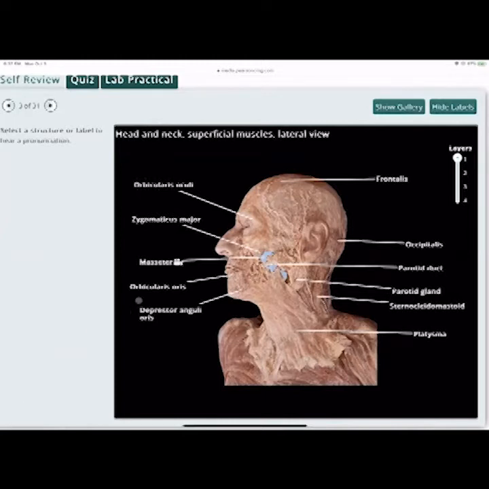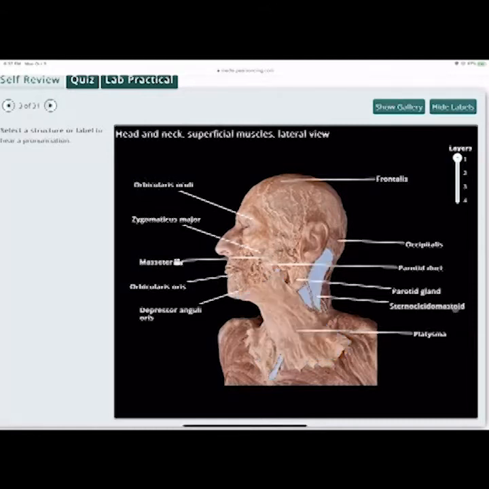And orbicularis oris, the circular muscle around the mouth. Depressor anguli oris, okay, depresses the mouth at an angle. The platysma is that huge neck muscle. Can't miss that one. That one's gigantic, okay? That's all the platysma. Around the entire neck coming straight down.